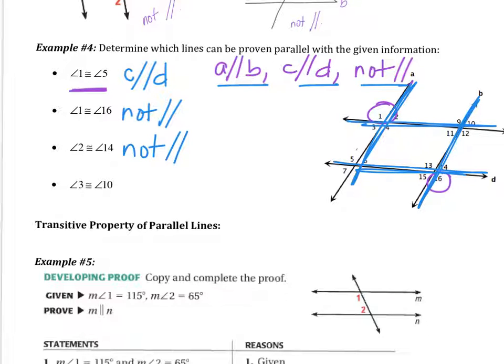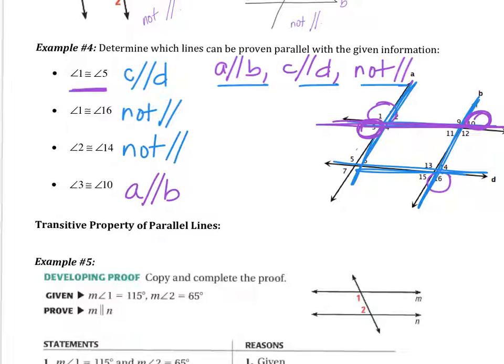But then for angle 3 and angle 10, which two lines are parallel? A is parallel to B. C is their transversal line, and because 3 and 10 are alternate exterior angles, that's why A is parallel to B. So that one's a little tricky.